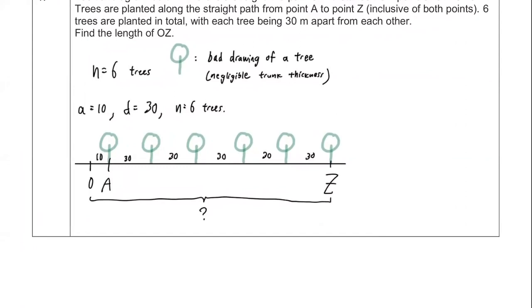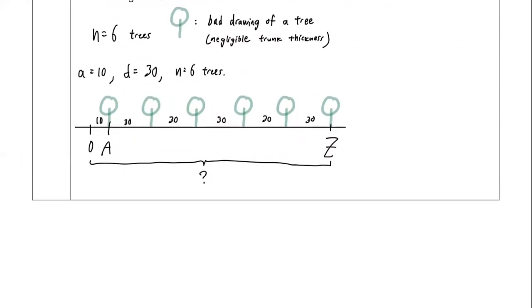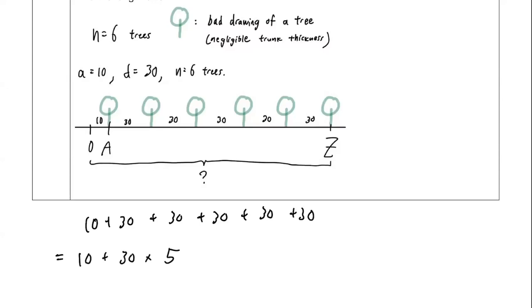So this is a rather simple question. It's just a warm-up. So how do you find the distance from O to Z? You can just take 10 plus 30 plus 30 plus 30 plus 30 plus 30. But that is a bit slow. So you would like to rewrite it as 30 times how many? 5. But how do you get 5 when you have 6 trees that are evenly separated, including point A and Z? It's really just 30 times 6 minus 1, right?